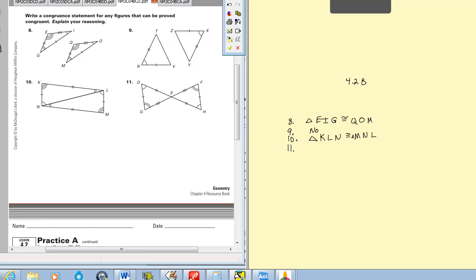How about 11? Do I have three angles on 11? Yes, because I have the vertical angles at E. So I can prove that all three angles are the same measure.